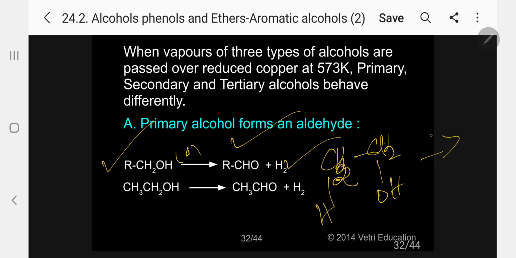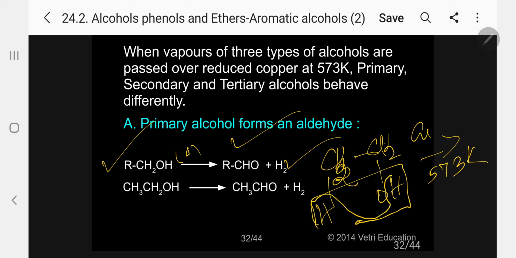So, when you treat it with copper at 573 Kelvin, what is happening? Removal of hydrogen is taking place. Dehydrogenation is taking place. H from the OH and from the neighboring carbon, another H, is removed, producing the corresponding acetaldehyde.